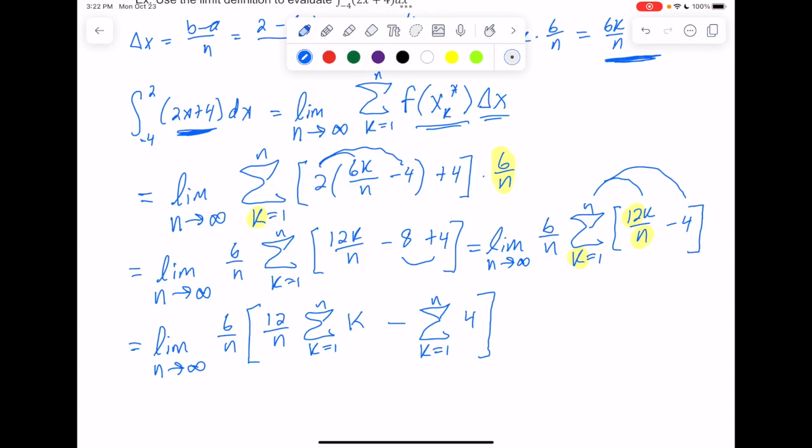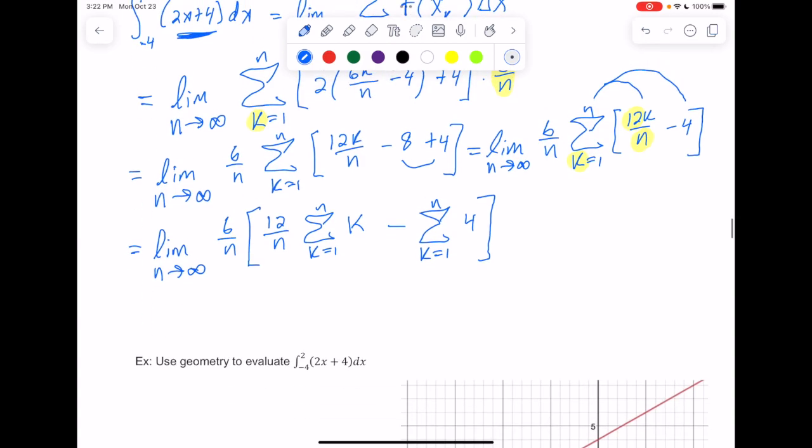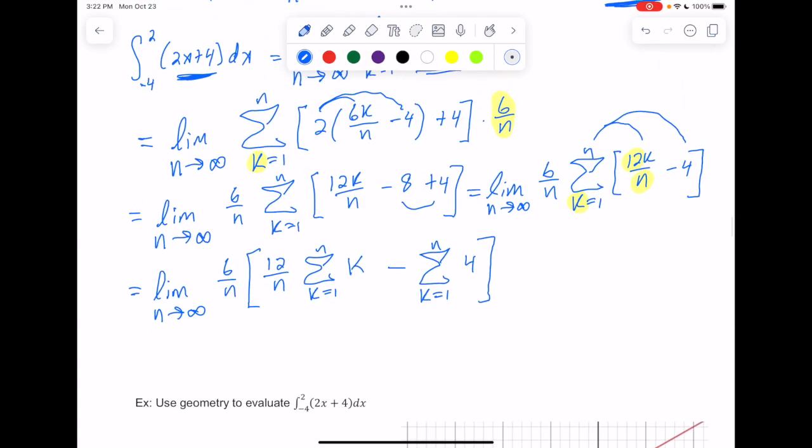All right, so now we apply those formulas and then simplify some more. So still a limit as n goes to infinity. The 6 over n is still out front. Going inside, we have the 12 over n. And then we have the formula for the sum as k goes from 1 to n of k is n times n plus 1 over 2.